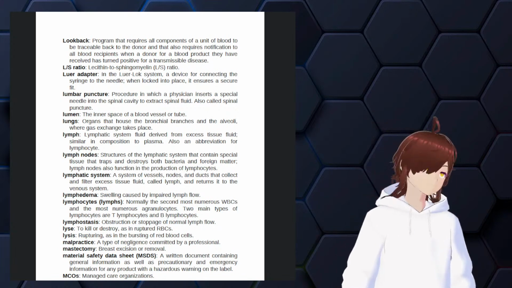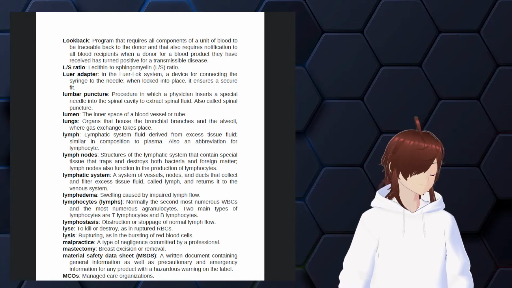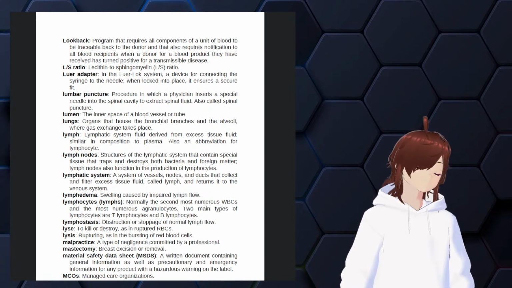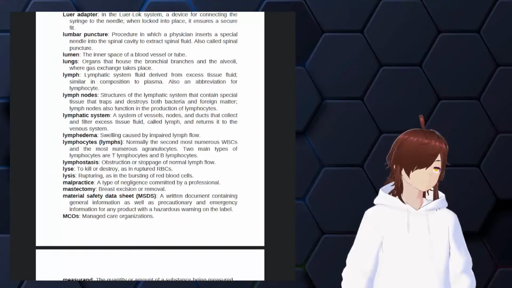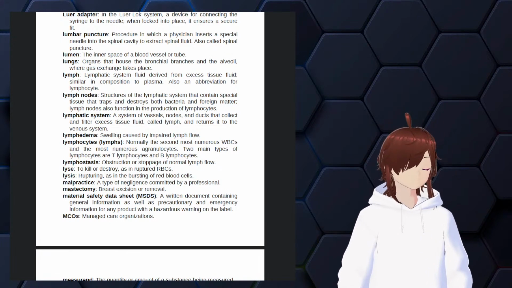Lymphatic system, a system of vessels, nodes, and ducts that collect and filter excess tissue fluid called lymph and returns it to the venous system. Lymphedema, swelling caused by impaired lymph flow. Lymphocytes, lymphs, normally the second most numerous WBCs and the most numerous of the agranulocytes. Two main types of lymphocytes are T lymphocytes and B lymphocytes.